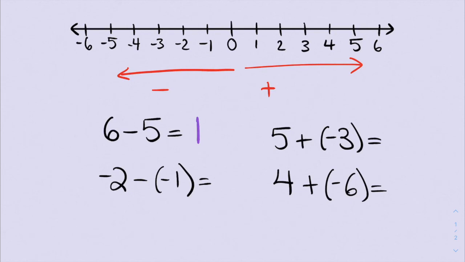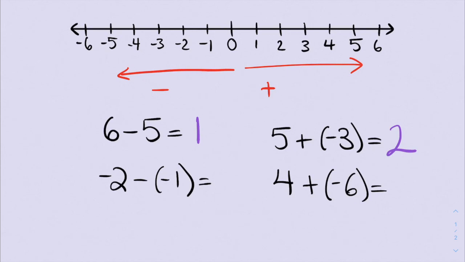So our second equation, we start at 5, and we're adding, so we're going to the right, a negative number, so we reverse it and go back to the left. So we go backwards 3. And that's going to give us 2.